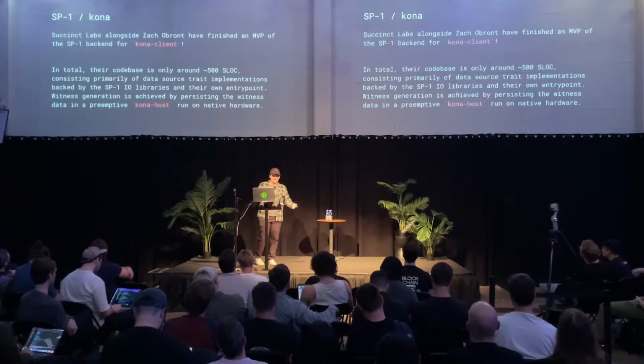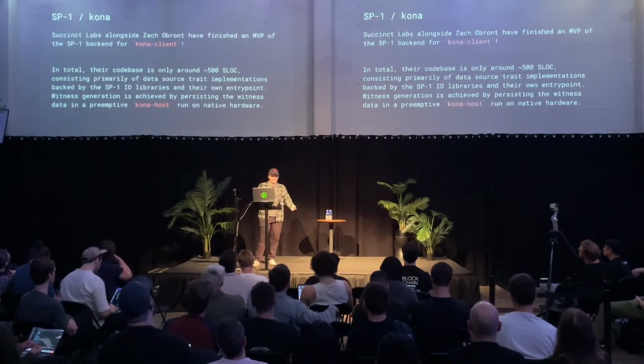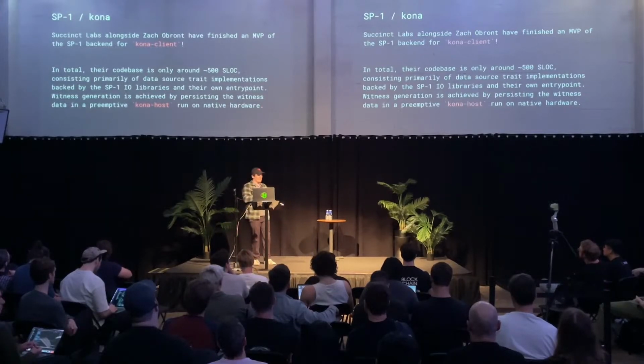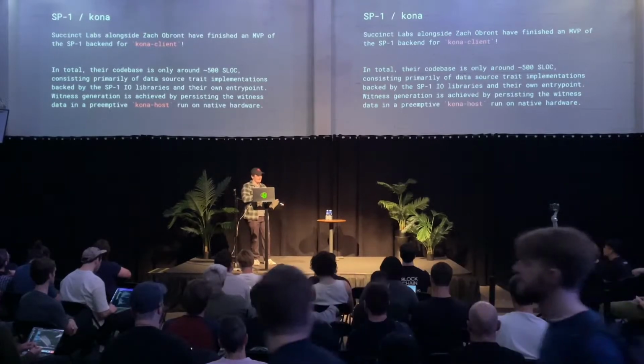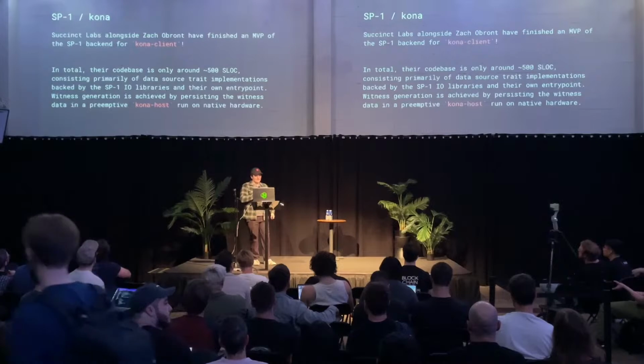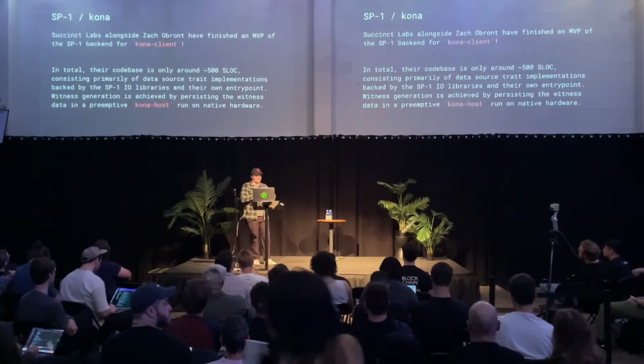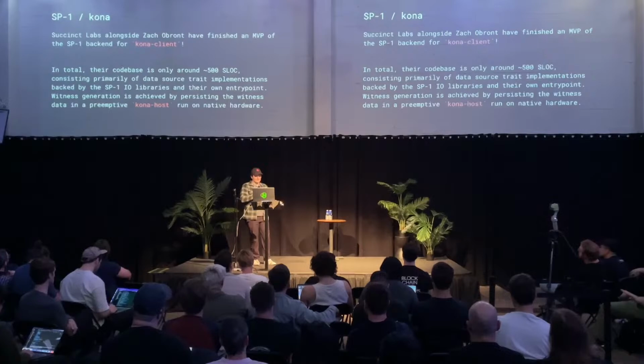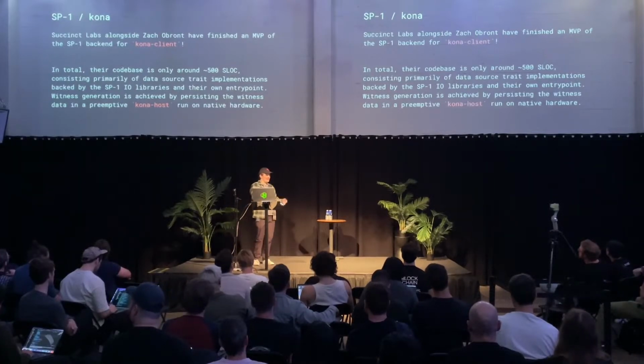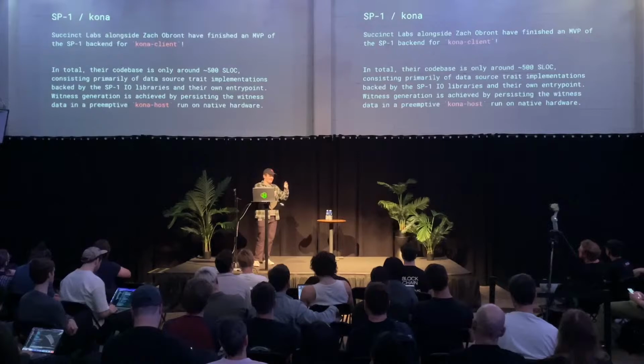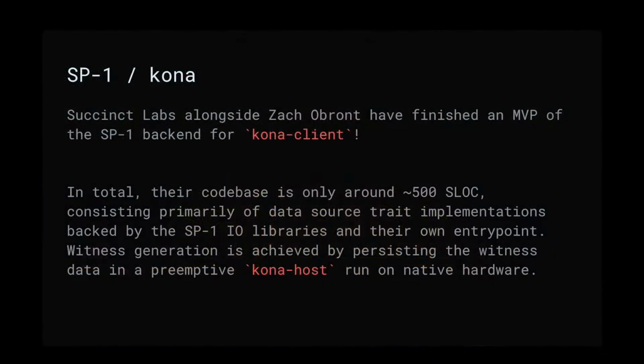Succinct Labs, Uma is going to be talking next, alongside Zach O'Brant. They finished an MVP of the SP1 backend for Kona Client already, which is a really, really cool thing to see. Their code base is only around 500 lines of code. It consists primarily of those data source implementations that we were talking about. And then they've also got a custom entry point. And they also are able to even reuse our program for generating the witness. You just run it natively. It captures all of the data that it needs, stores it in a big directory, and then they can just feed it in whenever they actually start the run on SP1.